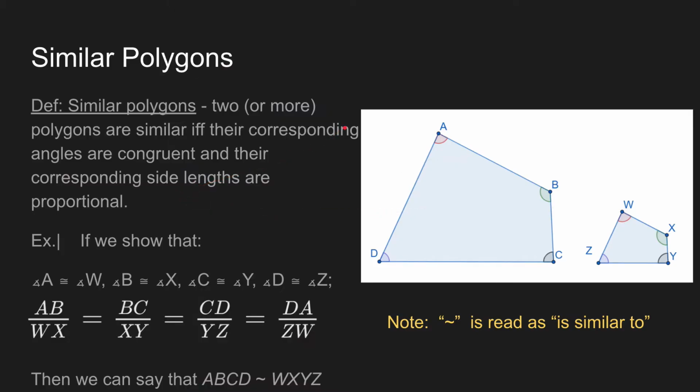Okay, so what does it mean for two shapes to be similar? We have the definition of similar polygons, and we're going to look at a more simple case.